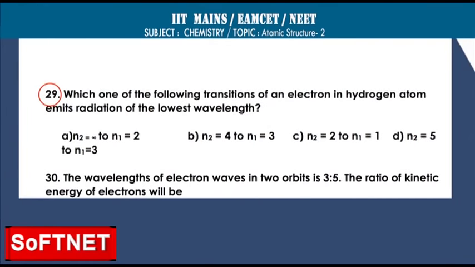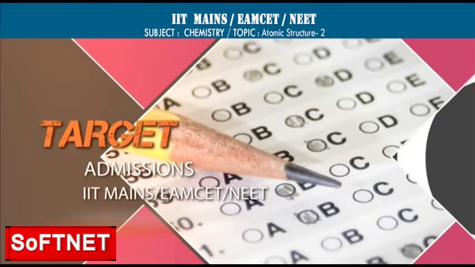Which one of the following transitions of an electron in hydrogen atom emits radiation of the lowest wavelength? Given options are infinity to 2, 4 to 3, 2 to 1 and 5 to 3. Lyman series is observed in case of 2 to 1, and for Lyman series n1 value is 1. This is present in option C, which can be taken as the correct answer.